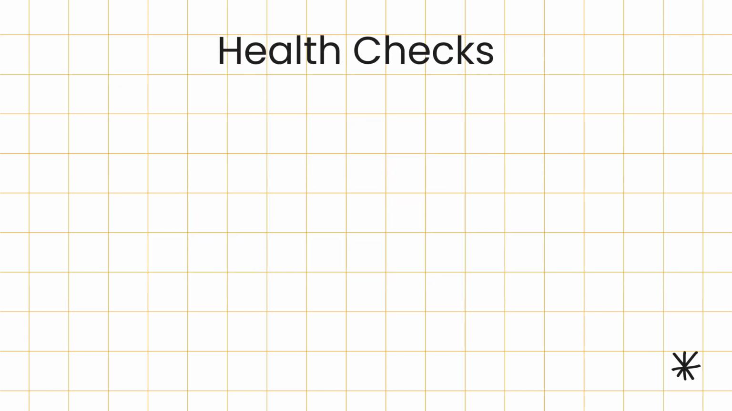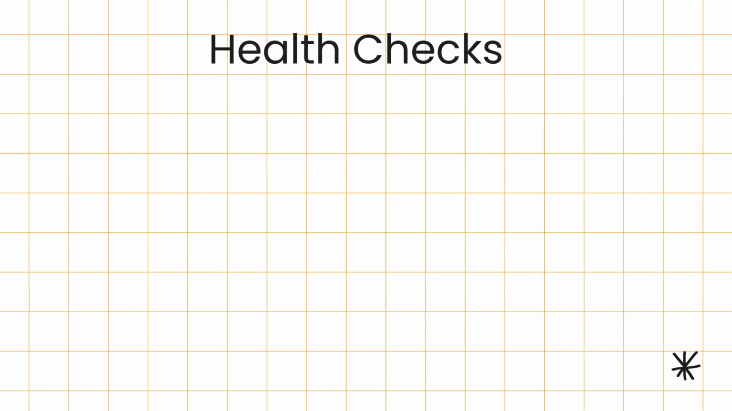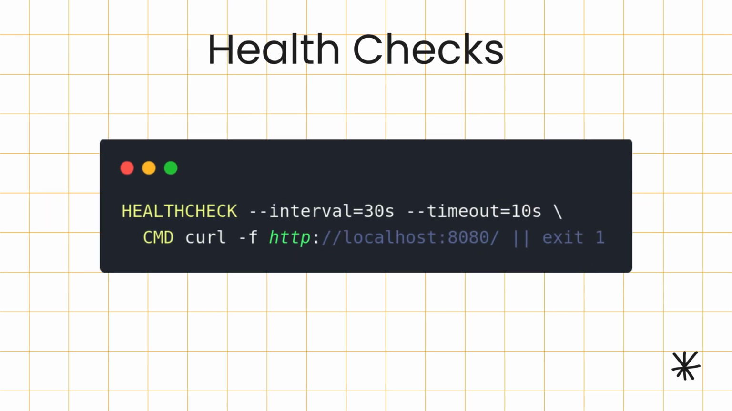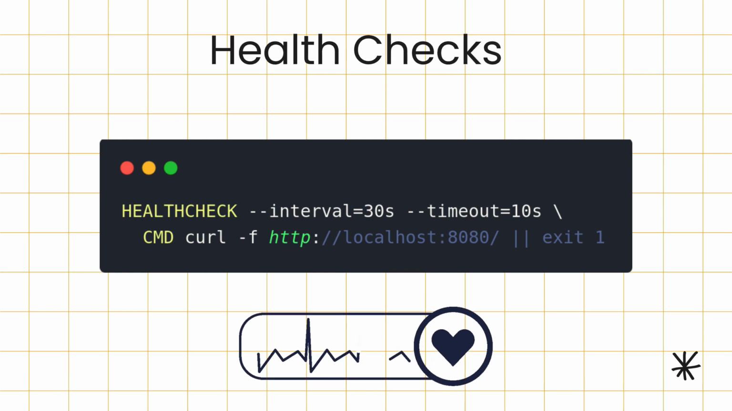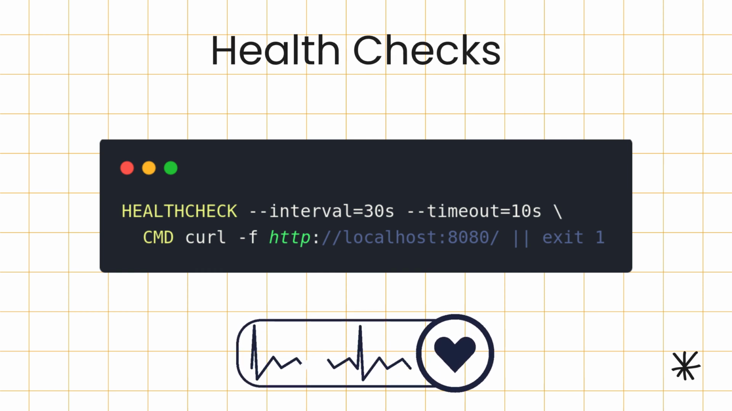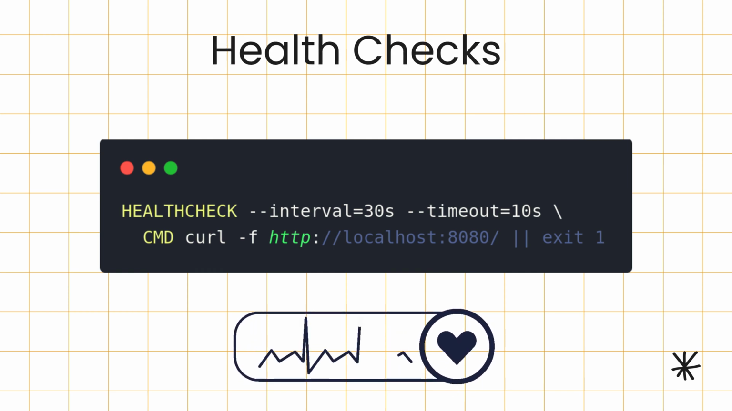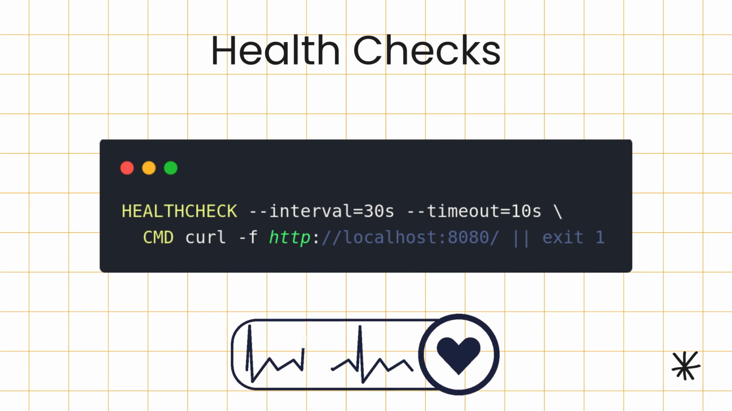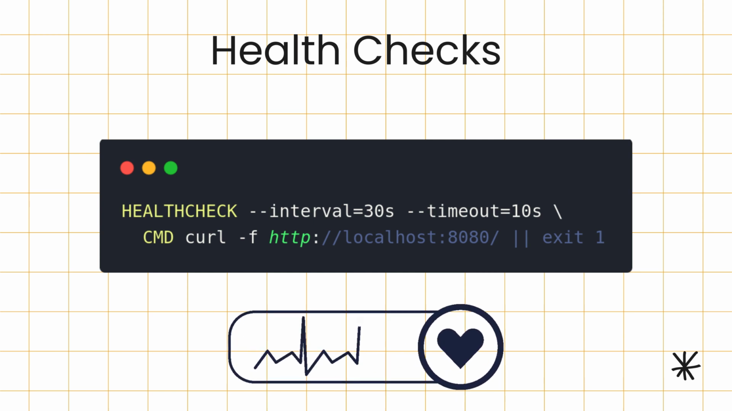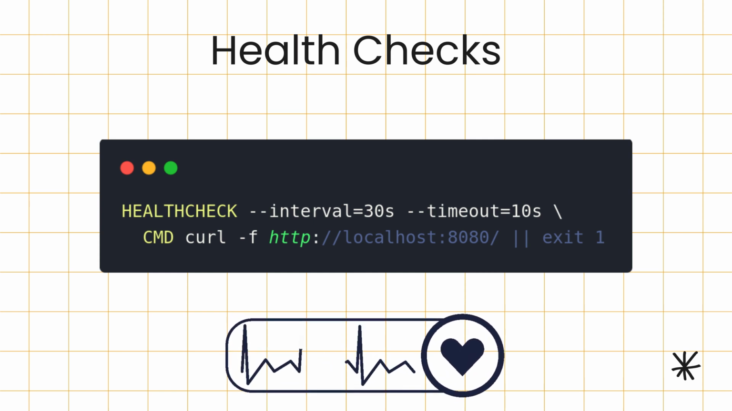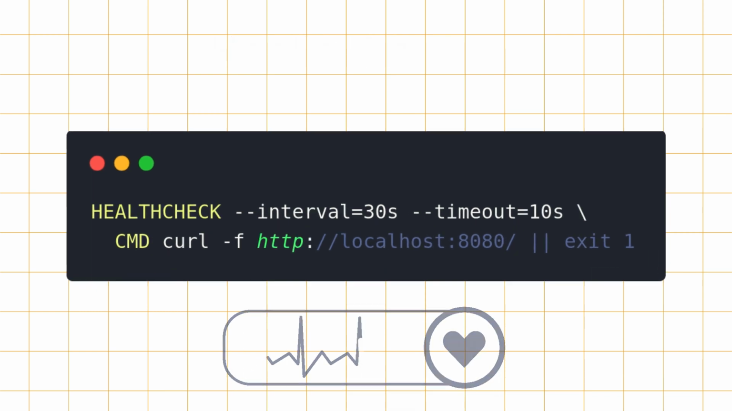Docker health checks are a great way to ensure your container is running smoothly. Here's an example. This command tells Docker to check your container every 30 seconds by trying to reach localhost on port 8080. If it fails, the container is marked as unhealthy. With health checks, Docker actively monitors your container, ensuring it's running as expected.